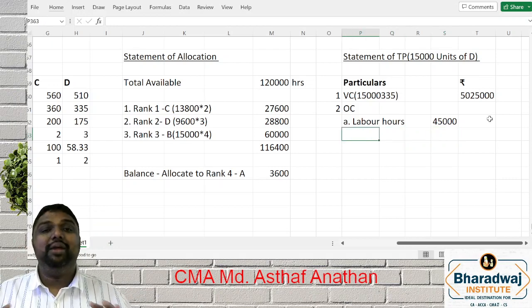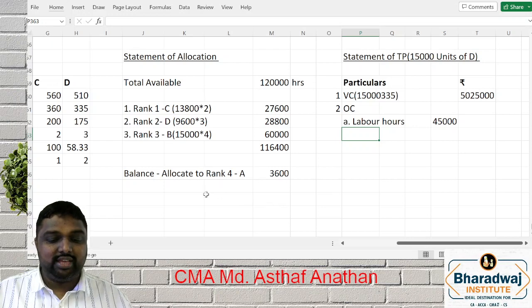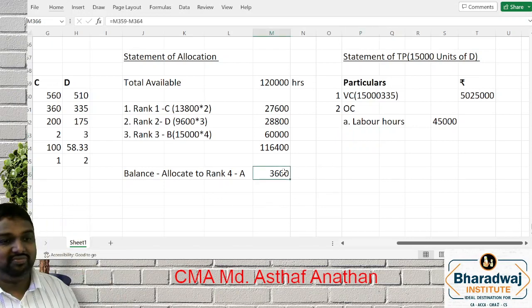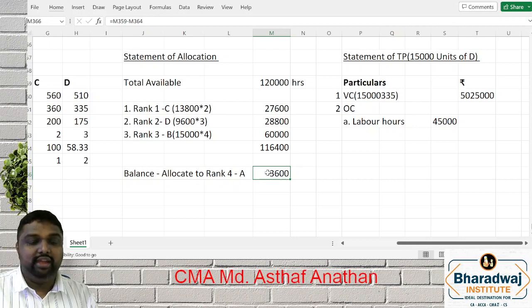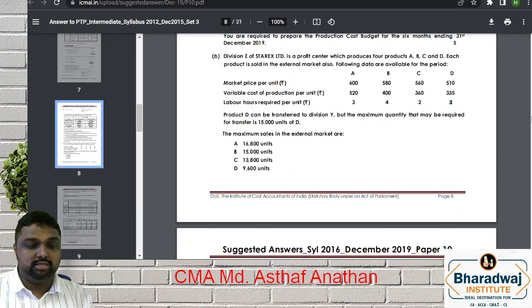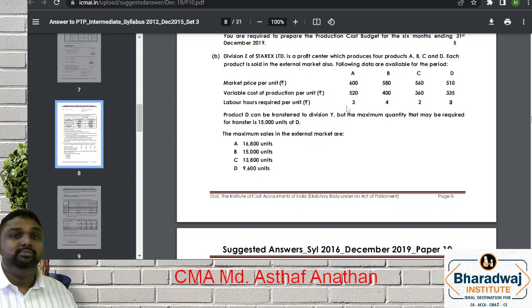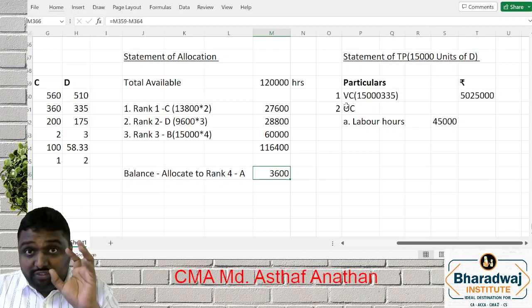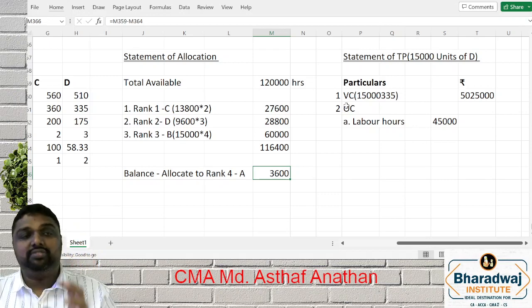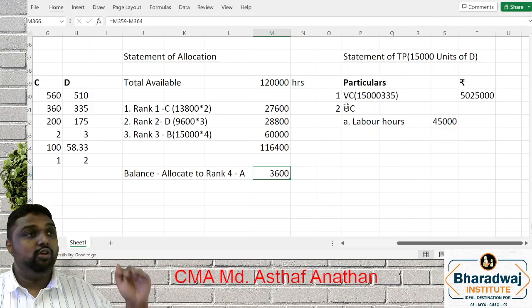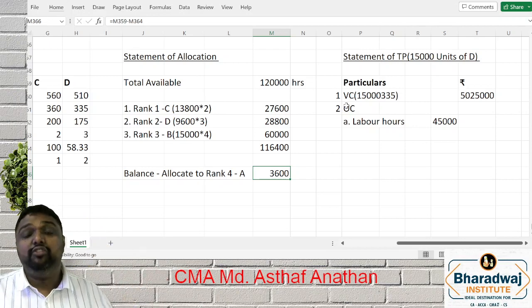Now my first question: do you have any surplus hours? No. Already your hours are in deficit. For A, only 3,600 hours are allocated. The requirement is more than that, because the requirement is 16,800 into 3, somewhere around 55,000. But we have given only 3,600. So now what do you have to do? This 45,000 hours, if you want to transfer, you have to compromise your existing proportion. That is, you have to take from an existing product. Which product will you take?